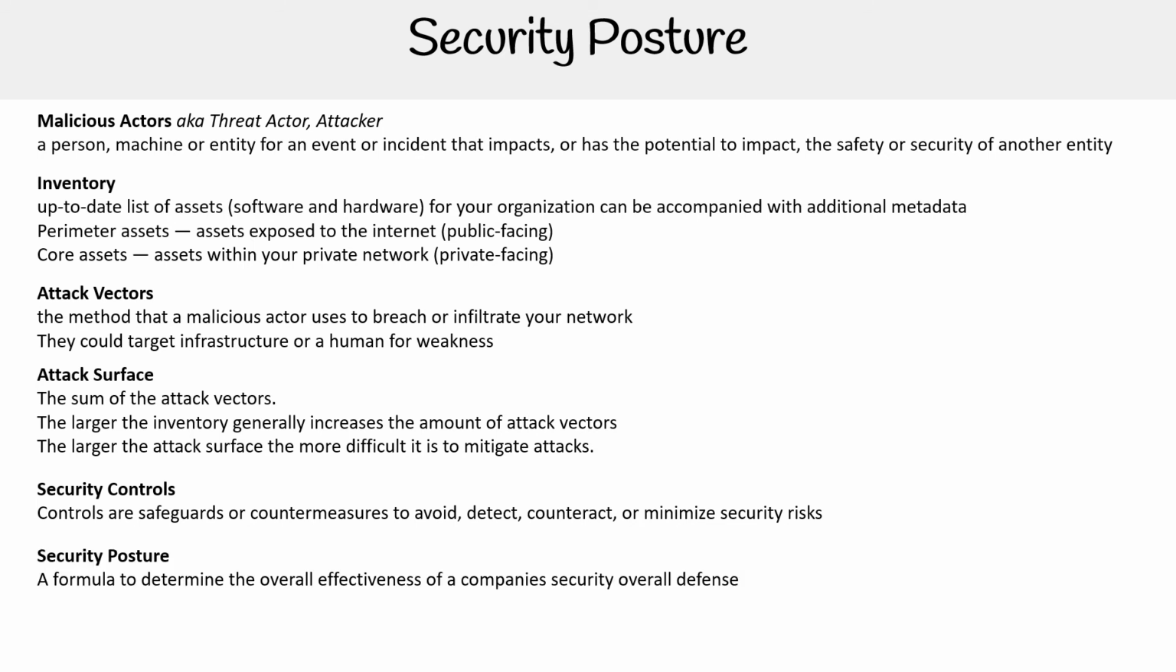And then we can answer what a security posture is. It's a formula to determine the overall effectiveness of a company's overall security defense. When we're talking about Azure, they call it a security score, and it's basically a number. And then you can go drill down and look at the security controls, and the security controls can map out to your inventory. So this is how you see they're all tied together.